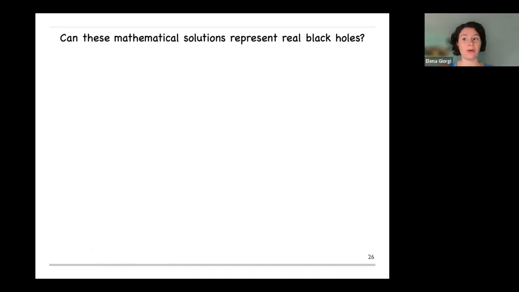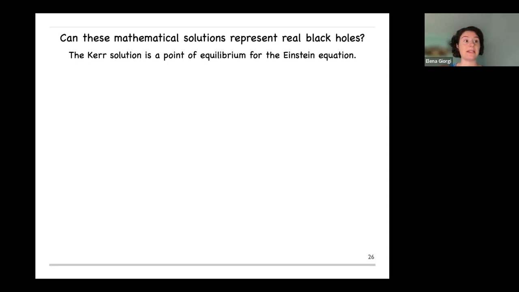But again, this is still a mathematical solution. So how do we know if these mathematical solutions actually represent physical black holes, which are out there in the sky? Well, the Kerr black hole, even though it rotates around its axis, does so always in the same way as time passes by. So we say it's independent of time, or it's a stationary solution. And in particular, this means that the Kerr solution is a point of equilibrium for the Einstein equation, as it does not depend on time.